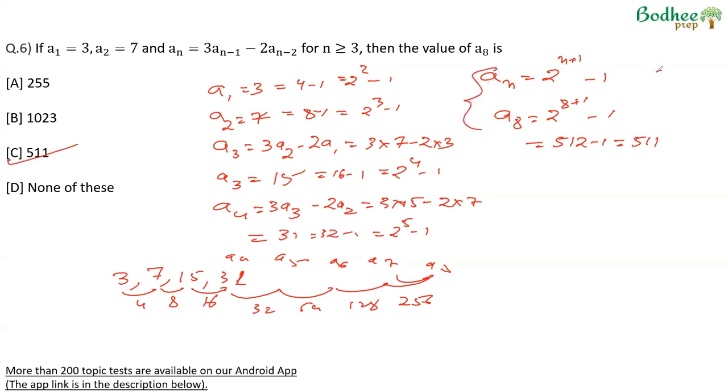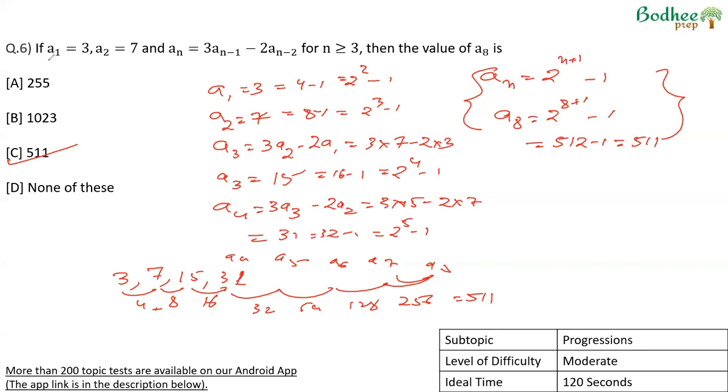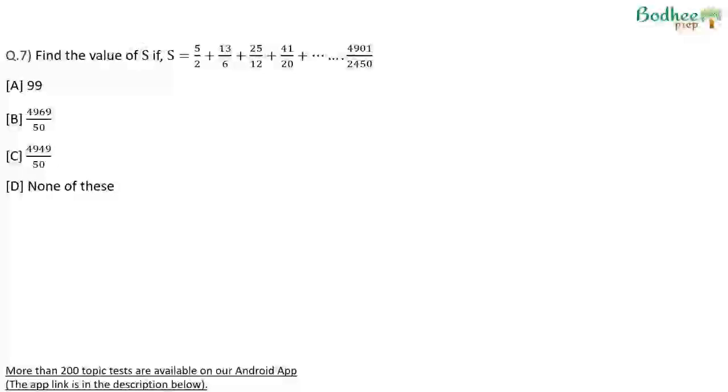If you're able to spot this term, I think the calculation is easier. Otherwise, also, we're just adding these numbers, 3, 4, 8, 16, 32, 64, 128, 256, which will still come out to 511. I think it's a moderate level of difficulty question, because the pattern is powers of 2, which should not be very difficult to spot. And again, about 2 to 2.5 minutes to solve this question.